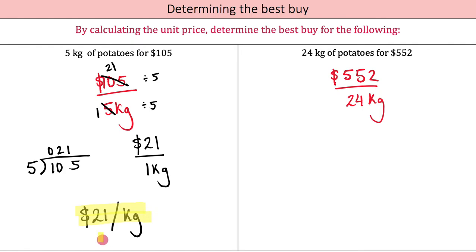Those are expensive potatoes. If we were to do this over here, I'm going to have to get my denominator to be 1. So I'm going to have to divide by 24. Whatever I do to the bottom, I must do to the top. So I'm going to have to divide this by 24. This is going to become 1. I would come over here just to make sure I don't mess this up.